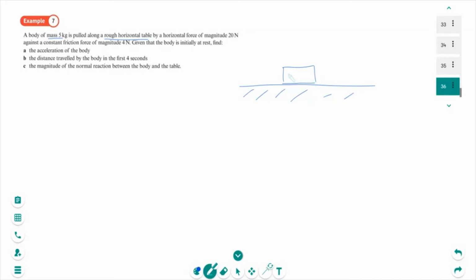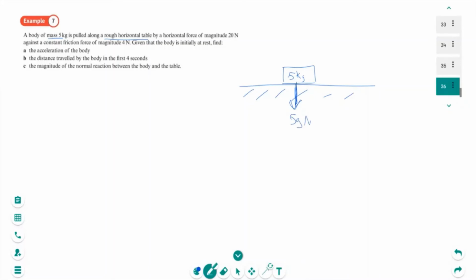Okay, so 5 kilos. Okay, so automatically it's in contact with the table, so there must be a weight. So the body exerts a force on the table, exerts the weight. So the weight is going to be 5 times g. So 5G newtons is the weight of the block.